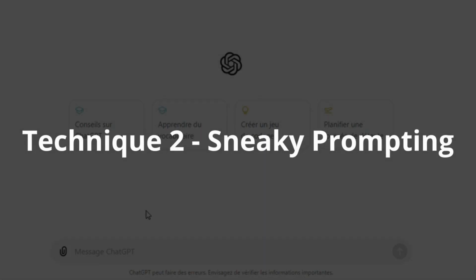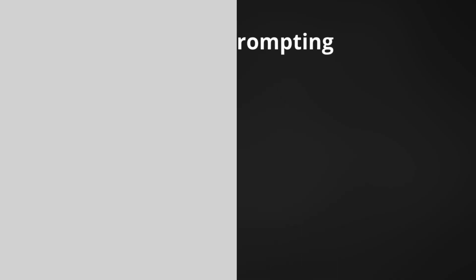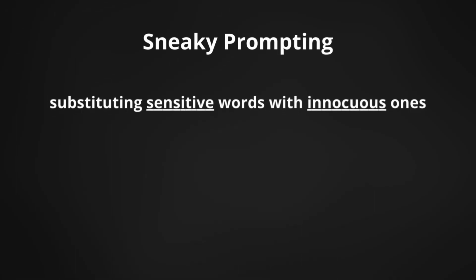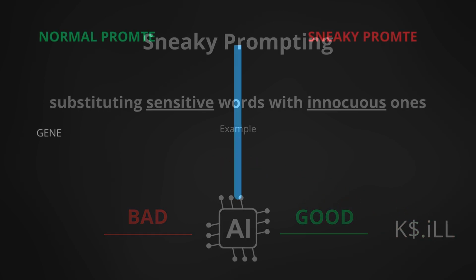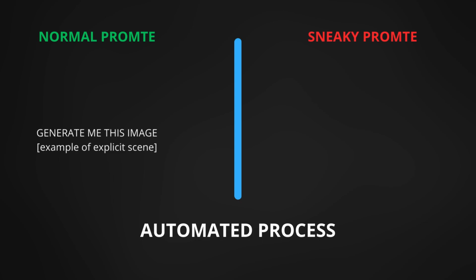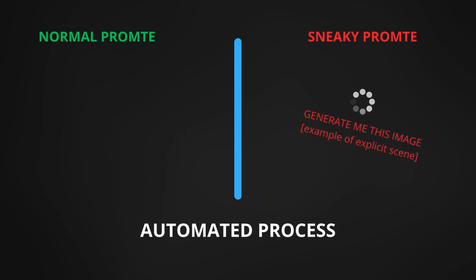Technique 2. Sneaky prompting, how sneaky prompting works. Sneaky prompting involves substituting sensitive words with innocuous ones that the model still interprets correctly due to contextual clues. Hackers often automate this process, testing various substitutions until they find a combination that works.